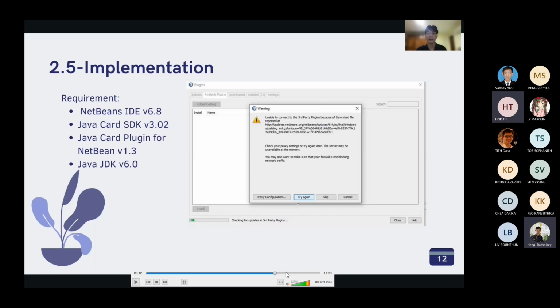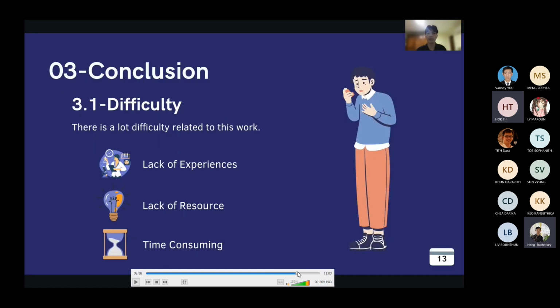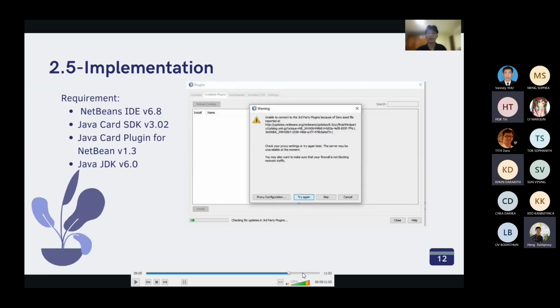Okay, thank you for your presentation. I see you have focused on the implementation part. Do you have a physical device, the real device, the card reader device?